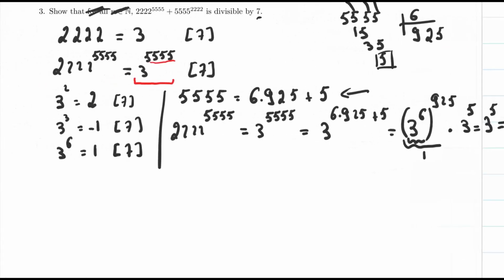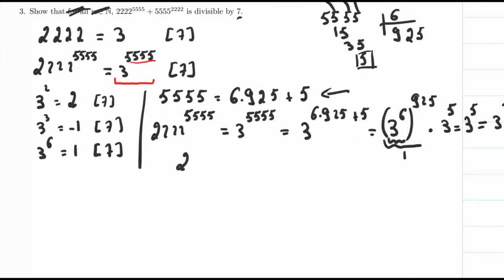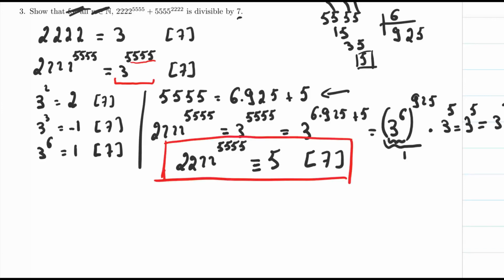So I write it here, 2 to the power 5555 is congruent to 5 modulo 7. So great, this first term is just 5 modulo 7, so I have to show that this is 2 modulo 7. And so the sum would be 7 modulo 7, which is 0 modulo 7, so it's divisible by 7. It's just exactly the same thing as above, so I just invite you to try to do it by yourself. I'll go a little bit quickly on this one.